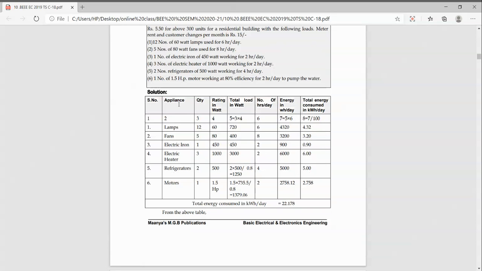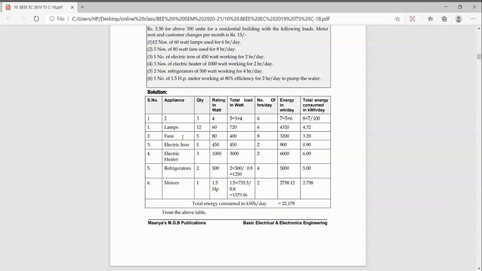In the tabular form: appliances, quantity, rating in watt, total load in watt, number of hours per day, energy in watt hour per day, and total energy consumed in kilowatt hour per day. Here, lamps: 12 appliances of 60 watts, total wattage 720, working 6 hours. So the total energy consumed is 4320 watt hour. We convert this watt hour into kilowatt hour, that is 4.32 kilowatt hour, and this is per day information.